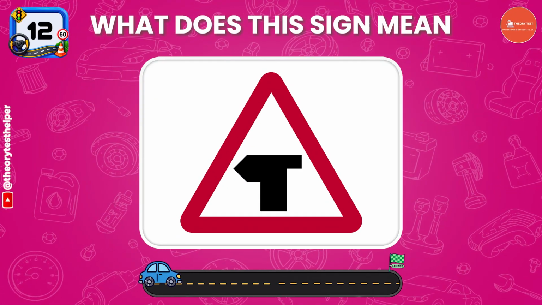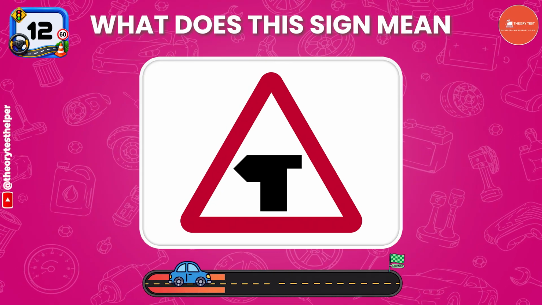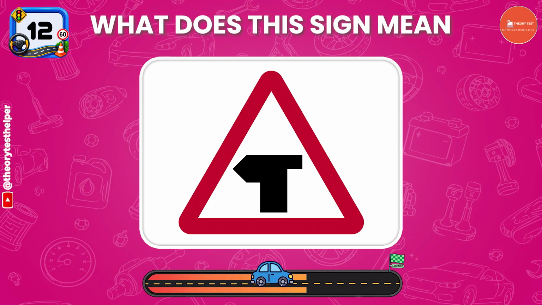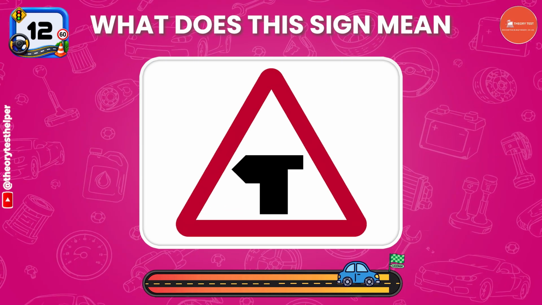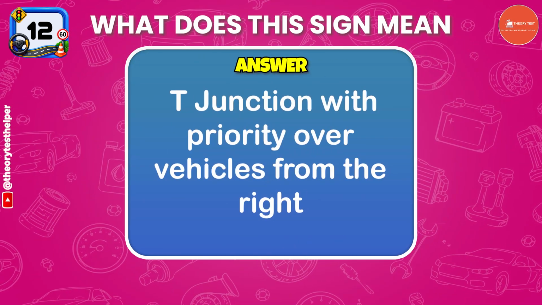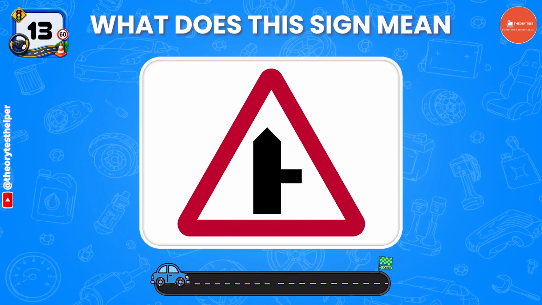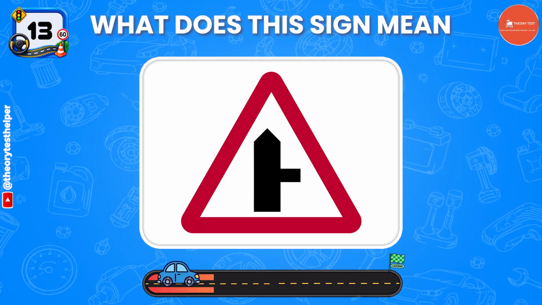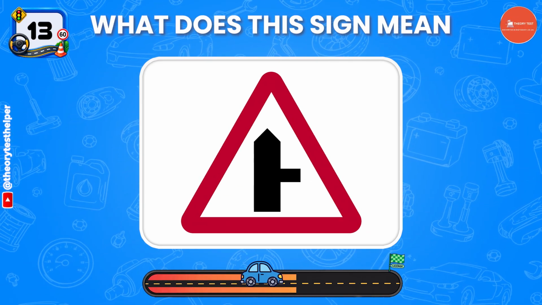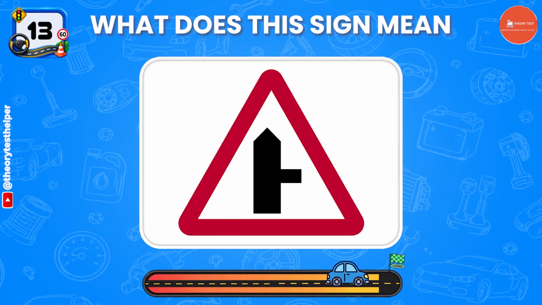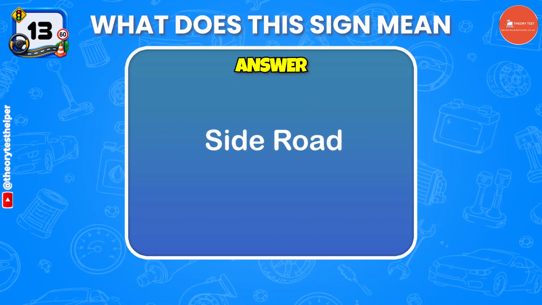What does this sign mean? T-junction with priority over vehicles from the right. What does this sign warn about? Side road.